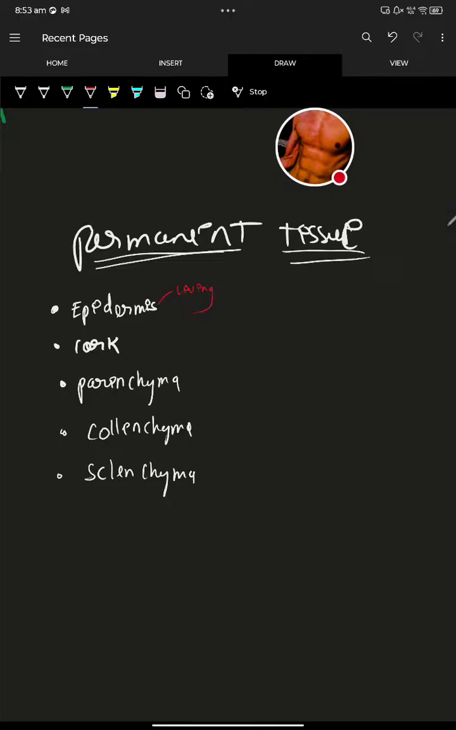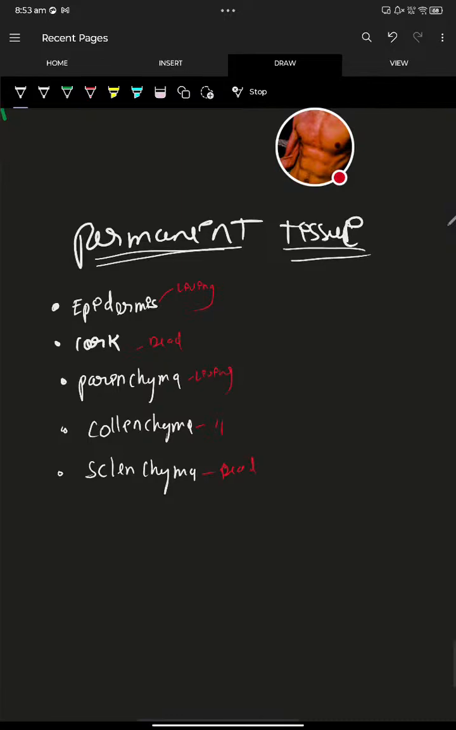So epidermis is living, cork is dead, parenchyma is living, sclerenchyma is living too. Sclerenchyma is what? I think sclerenchyma is dead. We will see why.